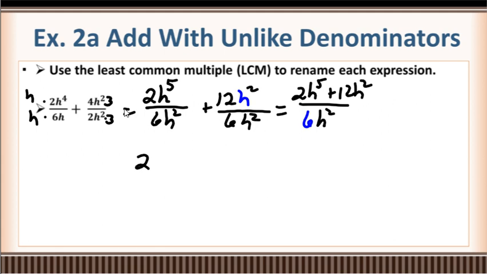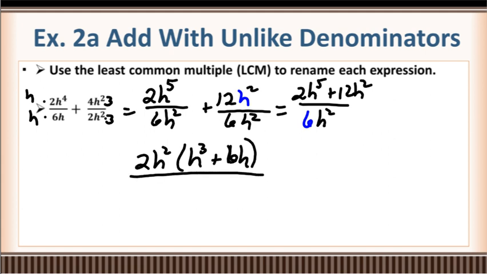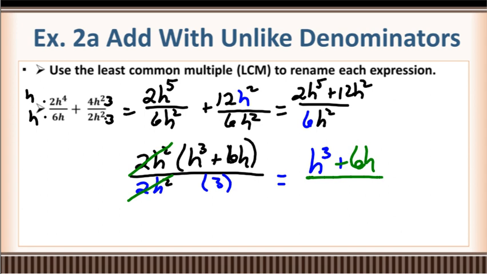I can factor out a 2h squared in the numerator, and that would give me h cubed plus 6h. And in the denominator, I can factor out a 2h squared, and that would leave me with 3 in the denominator. 2h squared divides out, and I'm left with h cubed plus 6h all over 3. And this would be my answer.